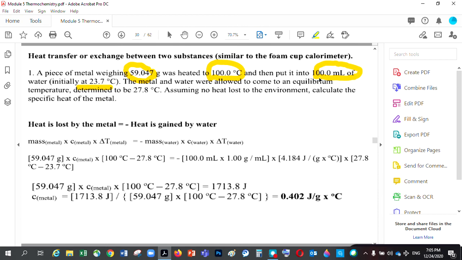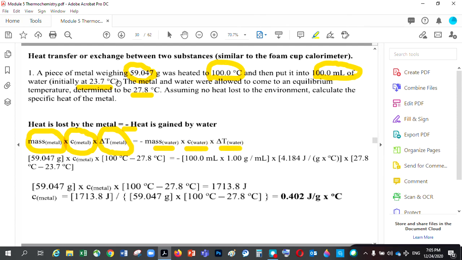Now 100 mL means you have to use the density of H2O, which is 1 gram per mL. So for 100 mL of H2O, the mass of H2O is 100 gram, correct? The metal and the H2O were allowed to come to an equilibrium temperature, which is T final, 27.8 degrees Celsius. Assuming no heat loss to the environment, calculate the specific heat of the metal. Well, here it is, the same thing. Heat is lost by the metal, and heat is gained by H2O. Here's the negative. So you have to use the mass of the metal multiplied by the specific heat of the metal multiplied by delta T of the metal, equals negative mass of the H2O, specific heat of H2O, delta T of H2O.